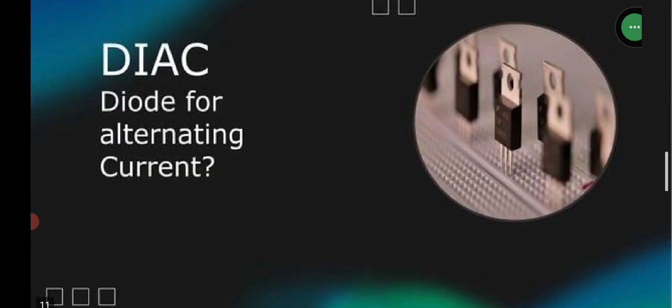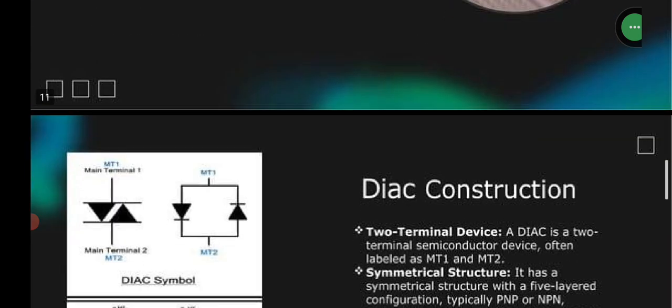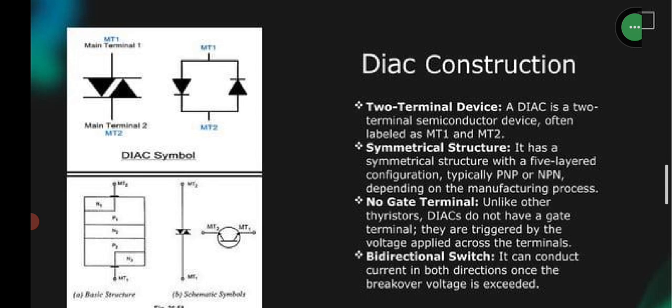Next, diac. Diac is a diode for alternating current. It is a two terminal device that is labeled as MT1, MT2. Symmetrical structure. It has a symmetrical structure with a 5-layered configuration, typically PNP or NPN, depending on the manufacturing process. No gate terminal. Unlike other thyristors, diacs do not have a gate terminal. They are triggered by the voltage applied across the terminals.